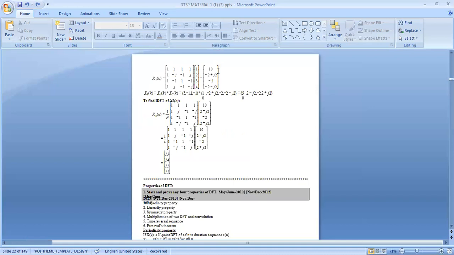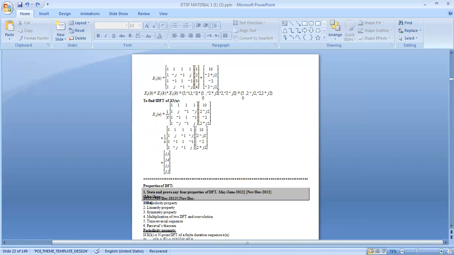The next one, we will be getting 1 into 1 minus 2j minus 3 plus 4j. Obviously we'll be getting minus 2 plus 2j. Similarly, 1 minus 2 plus 3 minus 4, simplifying, you'll be getting the answer minus 2. And the last one, 1 plus 2j minus 3 minus 4j, so you'll be getting minus 2 minus j2.